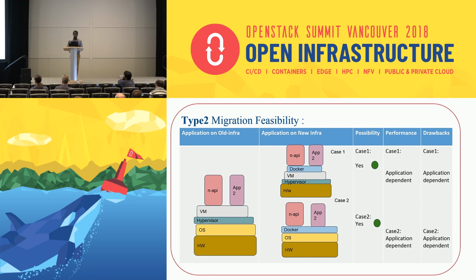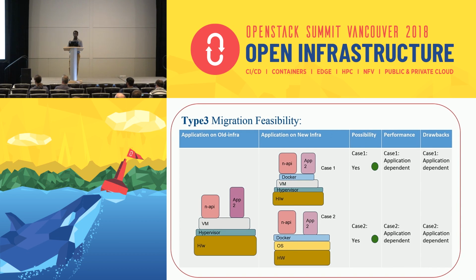This is a little different from the previous one, where you can see only the OS. Here we have the hypervisor directly on the hardware, and we are virtualizing and a VM is running. In that case, before migration, we also have to consider the infra and what application was running. So in migration, we can see the possibility. Yes, this is possible. Again, performance and drawbacks are application dependent, and we have to consider that. The same with case 2, where we have Docker and OS, and it's also the same.